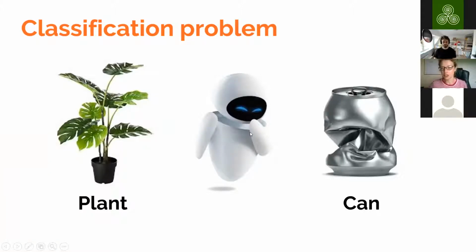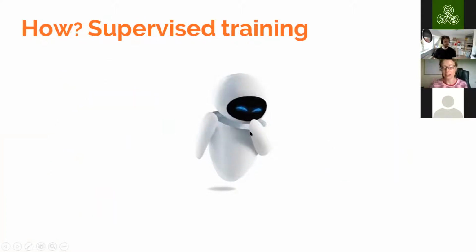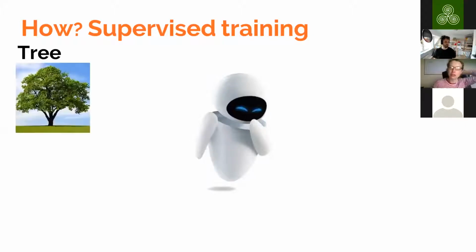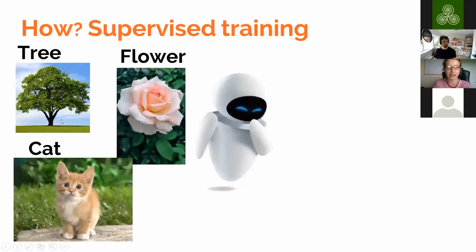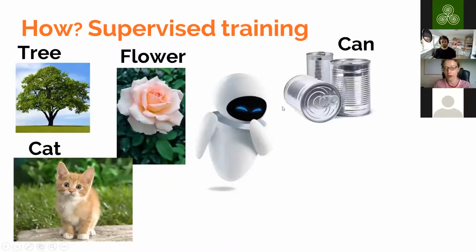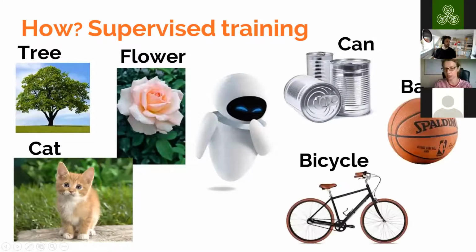How are we going to teach Eva to do that? We are going to teach Eva exactly how we teach children. When we teach children about the different objects, we show them the object and we name them. We say that this is a tree, and this is a cat, and this is a flower, and this is a can, and so on. So we do exactly the same for the computer program. We show different examples of different images, and with the labels, we name those different objects.